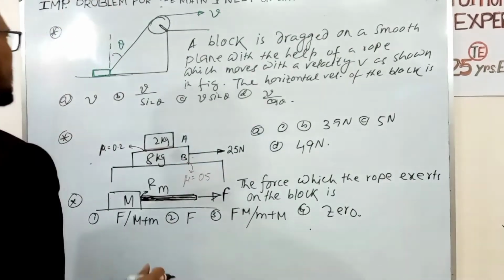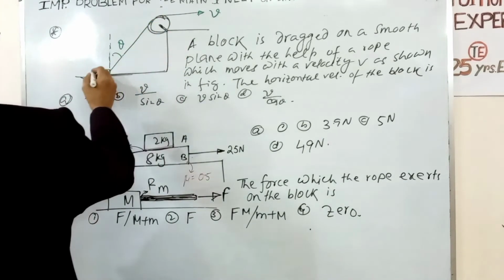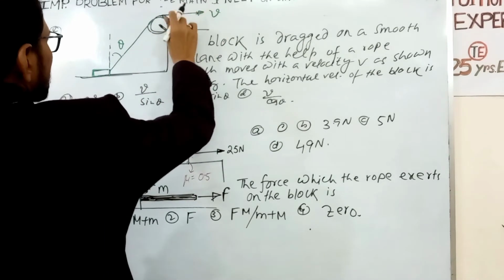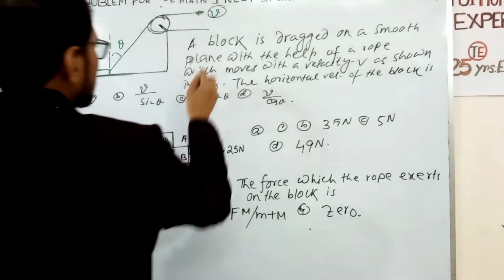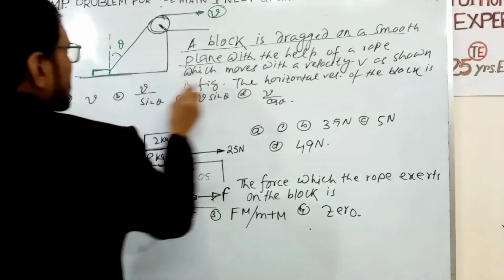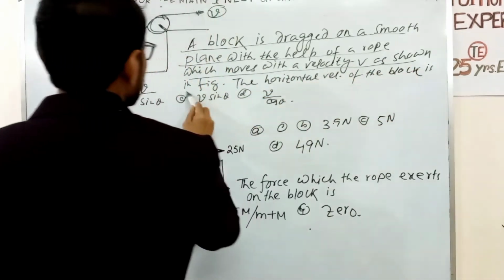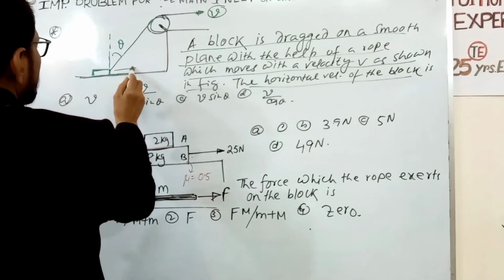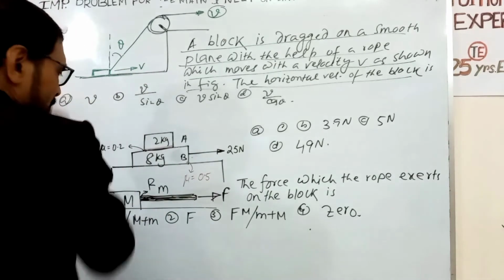Now the next problem is here. This is the ground, this is a pulley, and a block is attached with a string. This end of the string is pulled with velocity v. The question is: a block is dragged on a smooth plane with the help of a rope, which moves with a velocity v as shown in the figure. The horizontal velocity of the block is what?